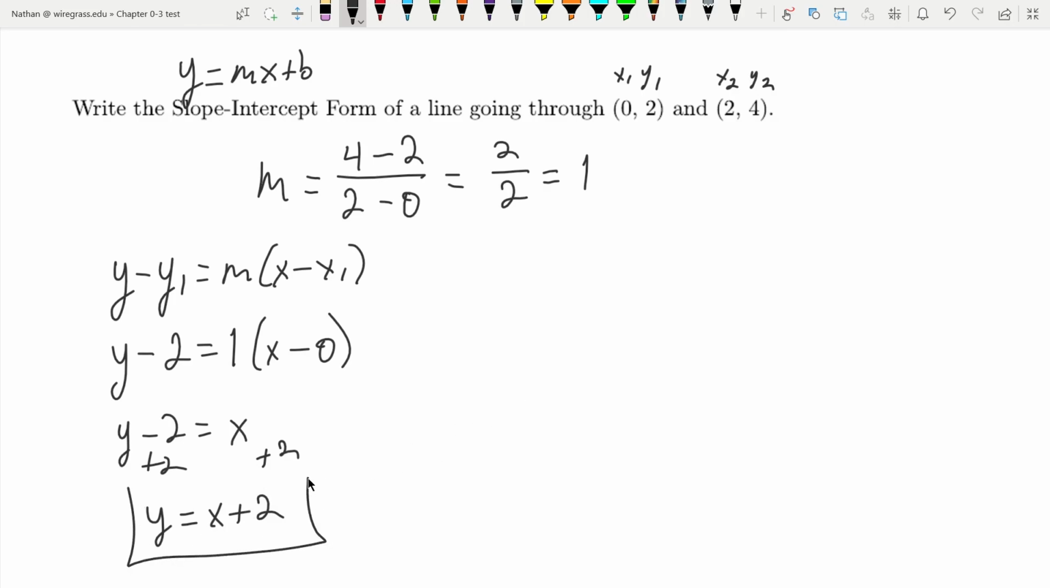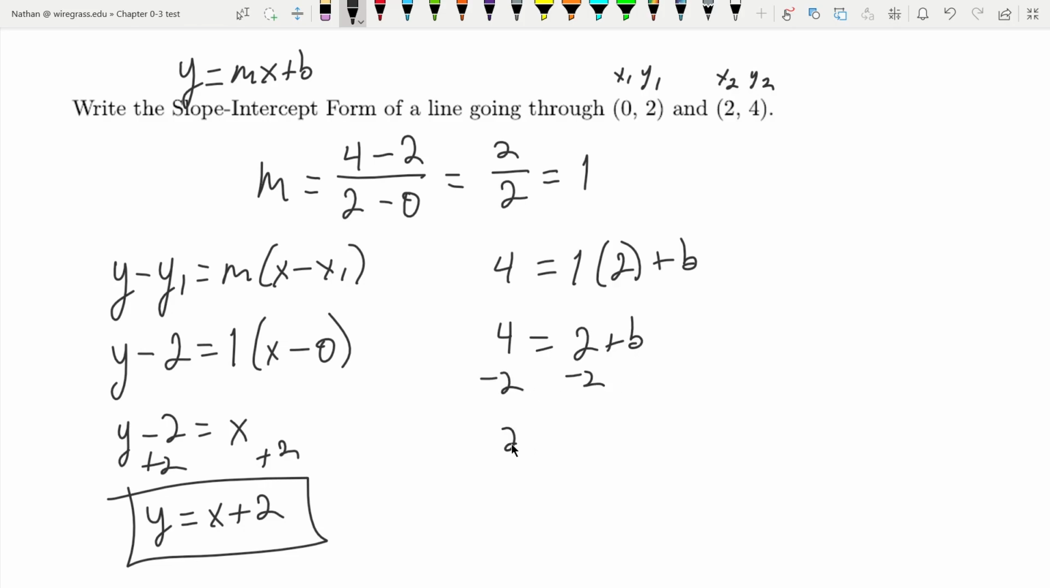So that was our answer. Y is going to be y2 here, so we're going to plug in 4. M is going to be 1. X is going to be 2. And b is what we're trying to find. If we know what m and b are, then we know the slope-intercept form. So we get 2 plus b, subtract 2, b equals 2. And plugging m into here and b into there, m is 1, so we get 1 times x, which is just x, and b is 2.